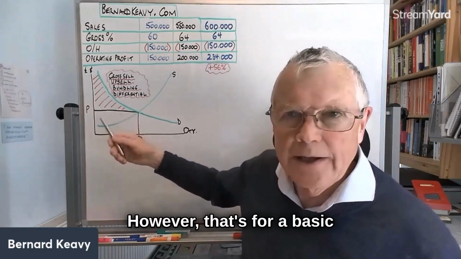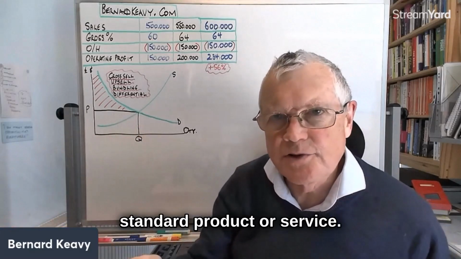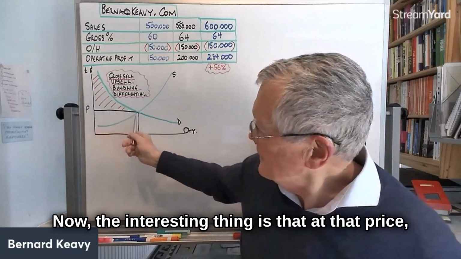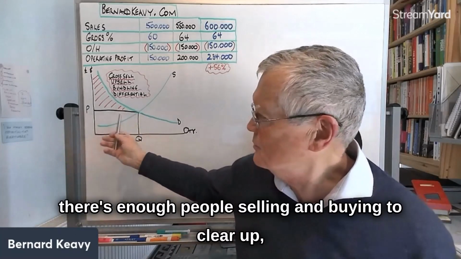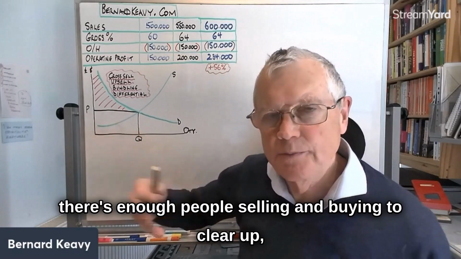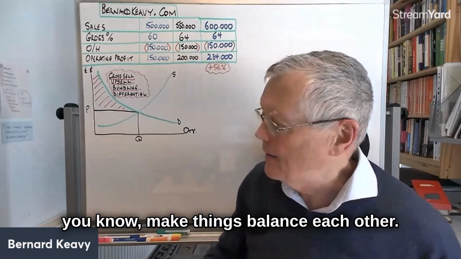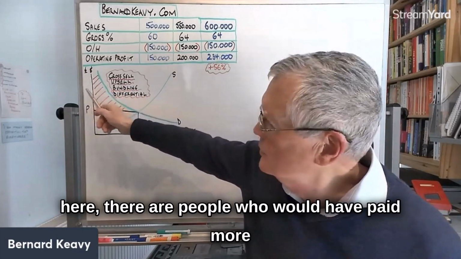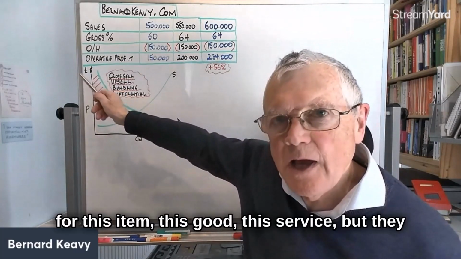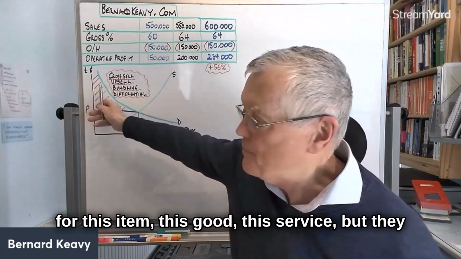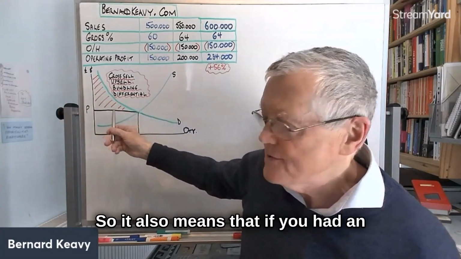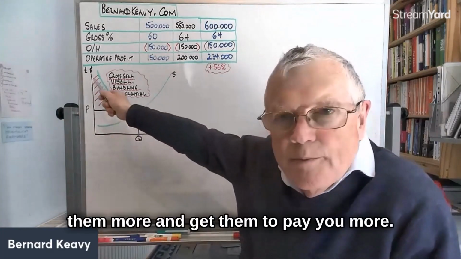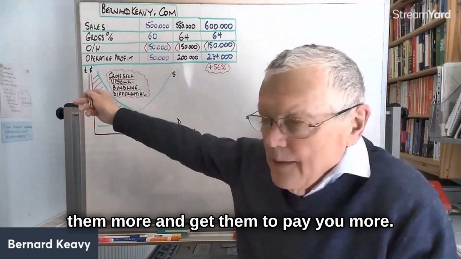However, that's for a basic standard product or service, but you can differentiate what you do. Now, the interesting thing is that at that price, there's enough people selling and buying to balance each other. But what it ignores is the fact that up here, there are people who would have paid more for this item, this good, this service, but they haven't had to because that's the price. So if you had an offering that appeals to them, you could actually charge them more and get them to pay you more.